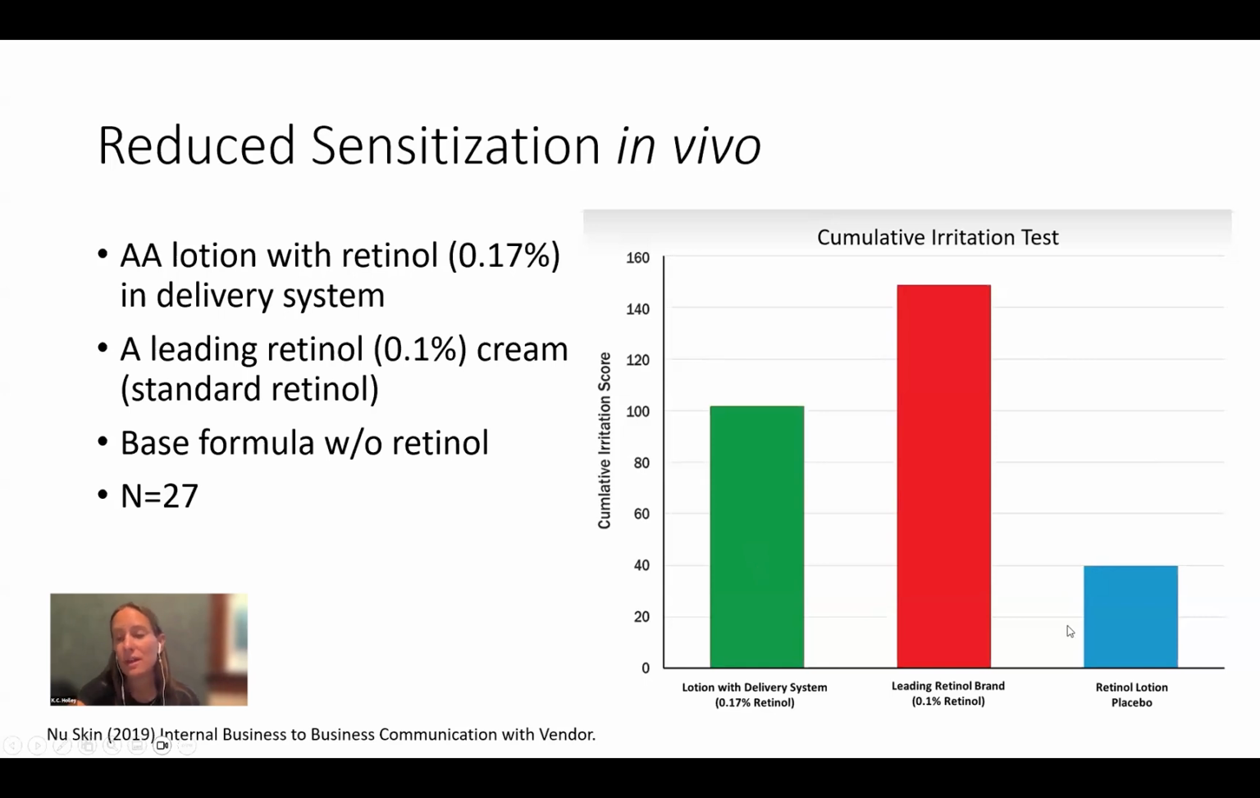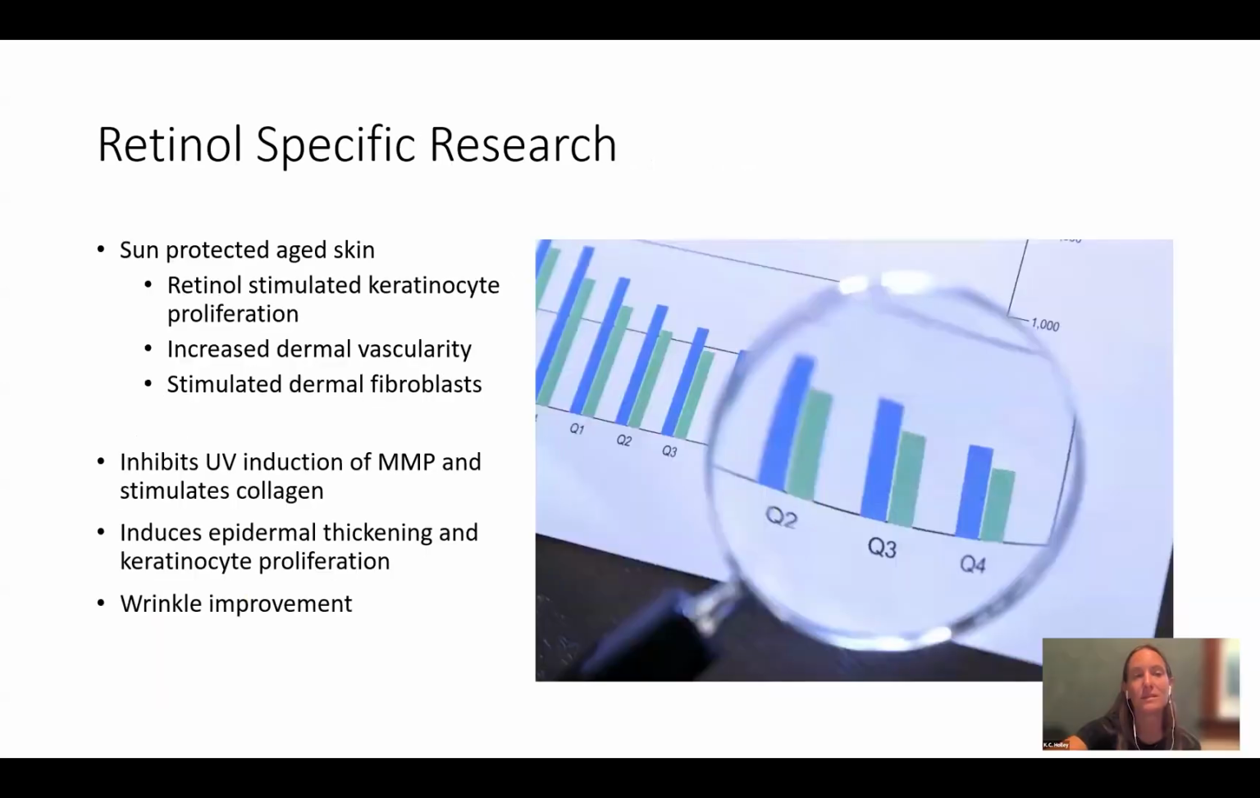And it's interesting too that even this placebo lotion has some irritation associated with it, right? So if we actually take this out and we just look at the potential irritation that this formula is causing, it's very, very low. And so this made this technology exciting for us.